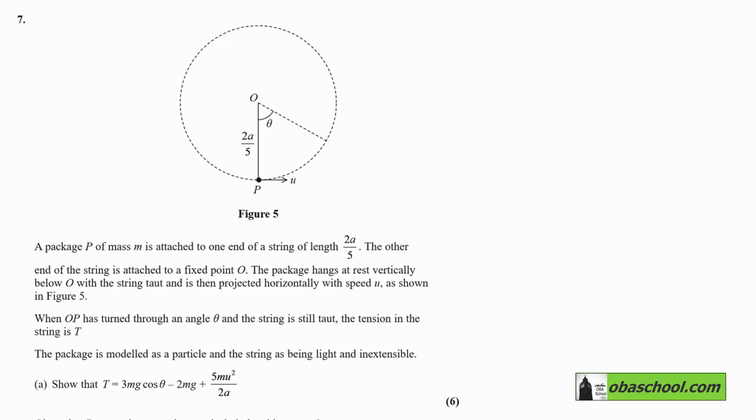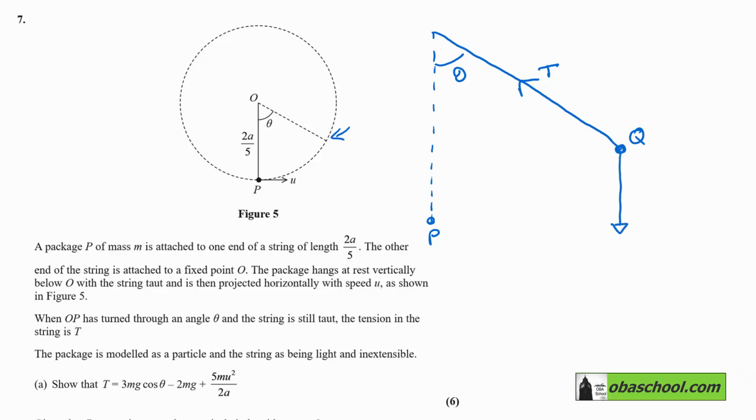In part A, we want to show that T is equal to 3mg cos theta minus 2mg plus 5mu squared over 2a. So let's draw a diagram of when it's in a position such as this. Originally it was hanging at the point P. It has now turned through an angle theta so that it is at a point Q. The tension in the string here is T.